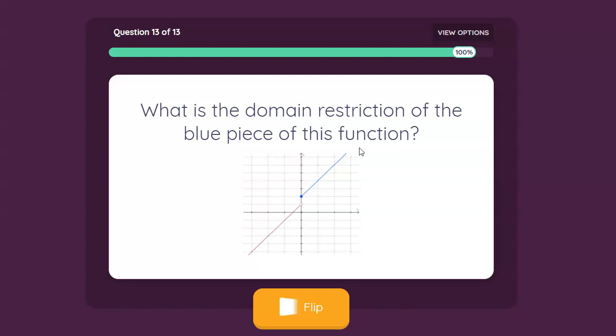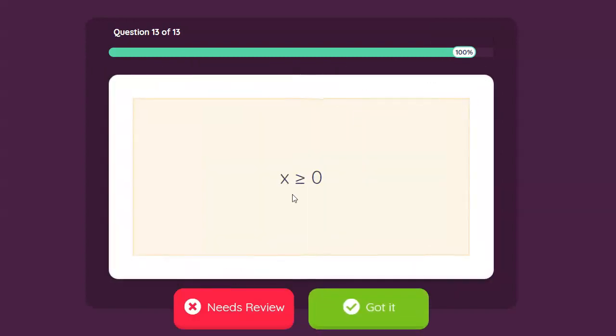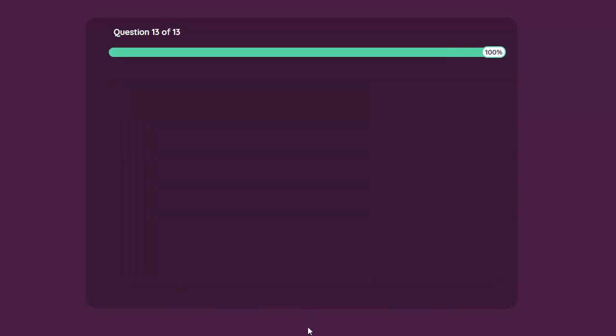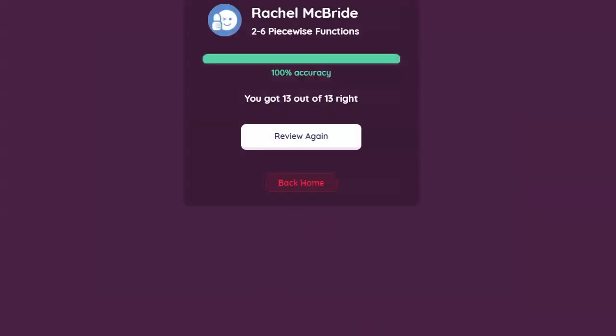What is the domain restriction? So that's kind of like, hey, can you see what we're doing today? So it is going to be from 0 and on, including 0 because it's closed. So x greater than or equal to 0. All right. Hopefully that helped you better understand piecewise functions and their domains and ranges.